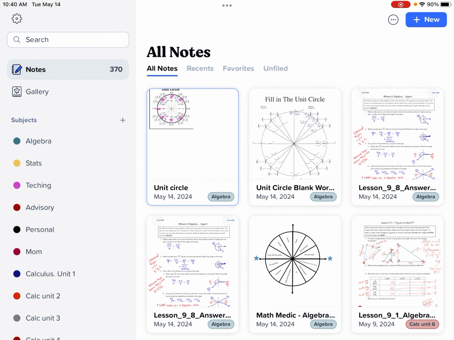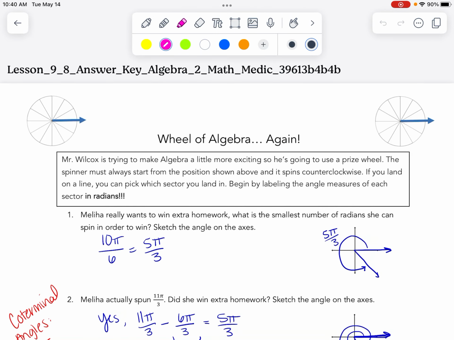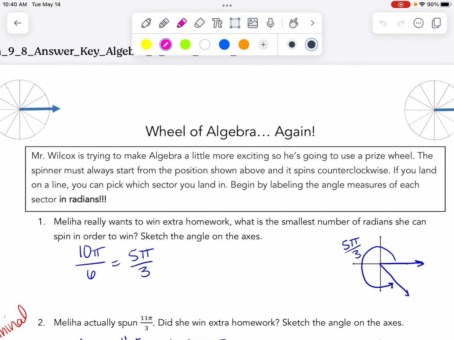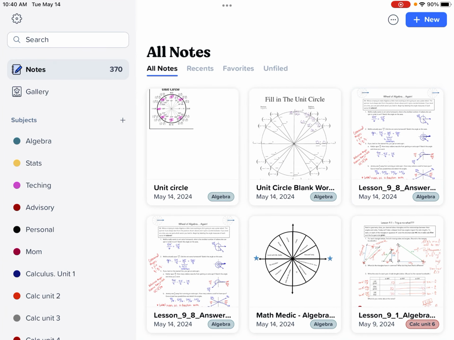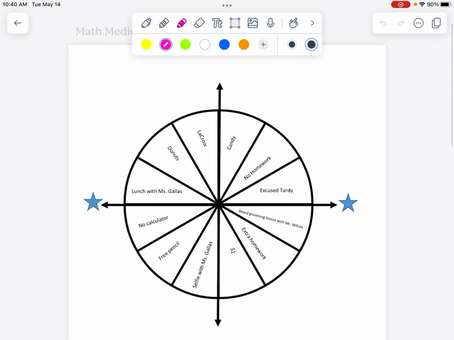Okay, and then we're going to get into today's lesson, which is looking at the wheel of algebra, which if you're here at school, you have it up on the board. If you're at home, it's on the Google Classroom. You're going to be looking at this and realizing that each of these is at pi over 3. So this is pi over 6, sorry.